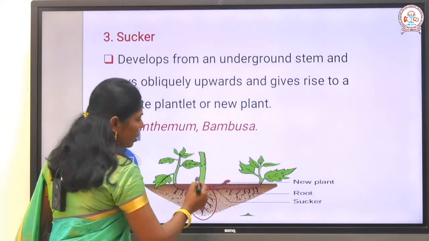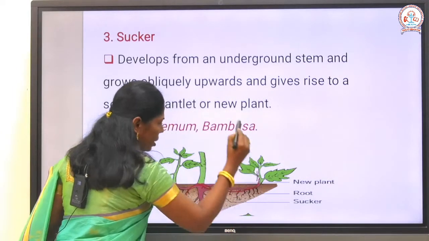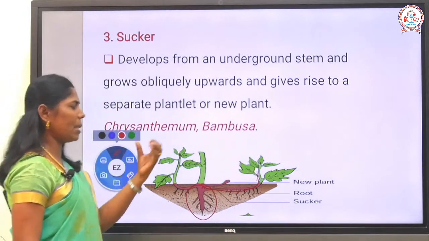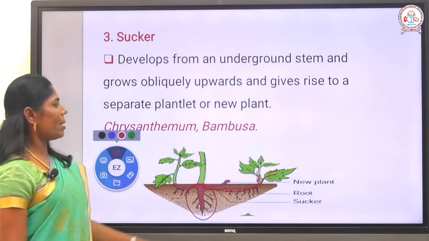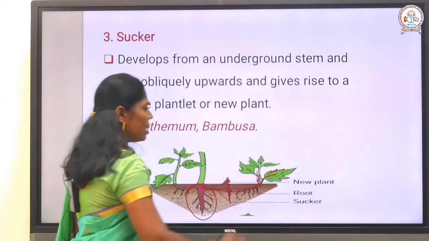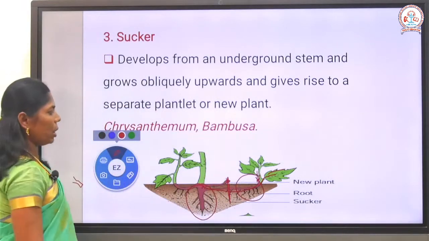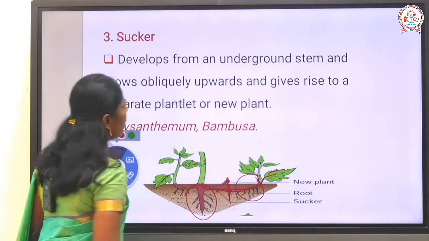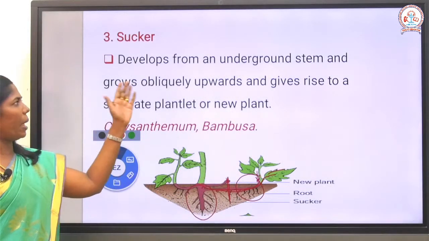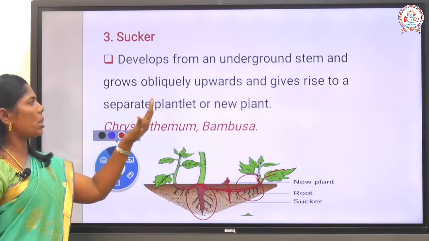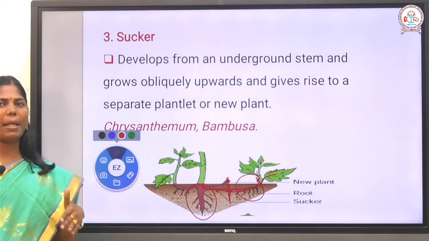Here also the roots originate from the underground part, but then it grows upright. When it starts the vegetative parts, it comes to the ground level; vegetative parts means there are leaves. So there is a new plant. We can cut it at this region, and it will act as a new plant. This is your daughter plant. The roots arise from the lower region, and not only at the node, everywhere the roots arise. So the sucker is developed from the underground stem, grows obliquely in slanting positions, goes upwards and gives rise to a separate plant. It is a new plant, and the daughter plants are separated.